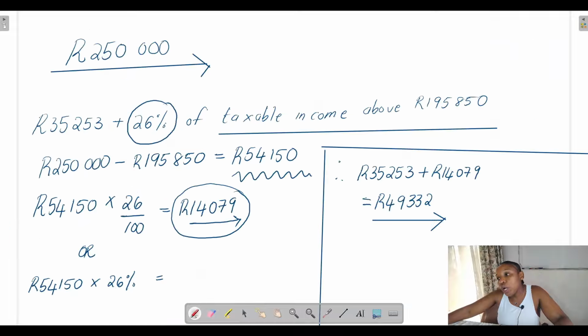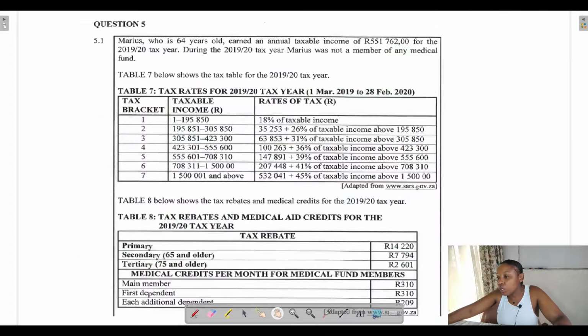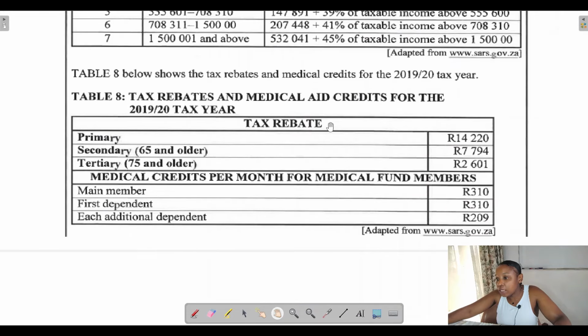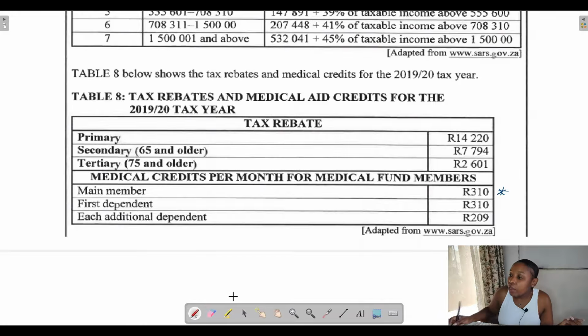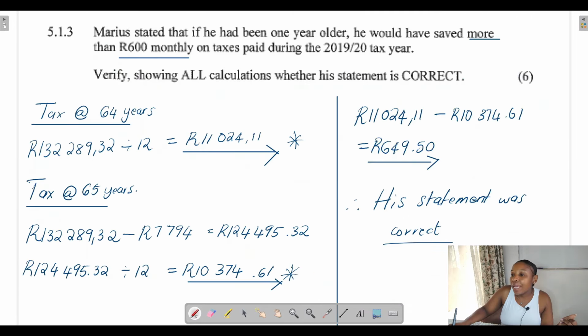So yeah, guys, we are going to go to table 8, right? So let's have a look at our table 8, right? So that is our table 8. Let's see what is the information that is given to us. We are told the medical credits per month for medical fund members. We are told that the main member pays 310. The first dependent is the wife, the husband, they pay 310, and then we are told that each additional dependent pays 209, right?